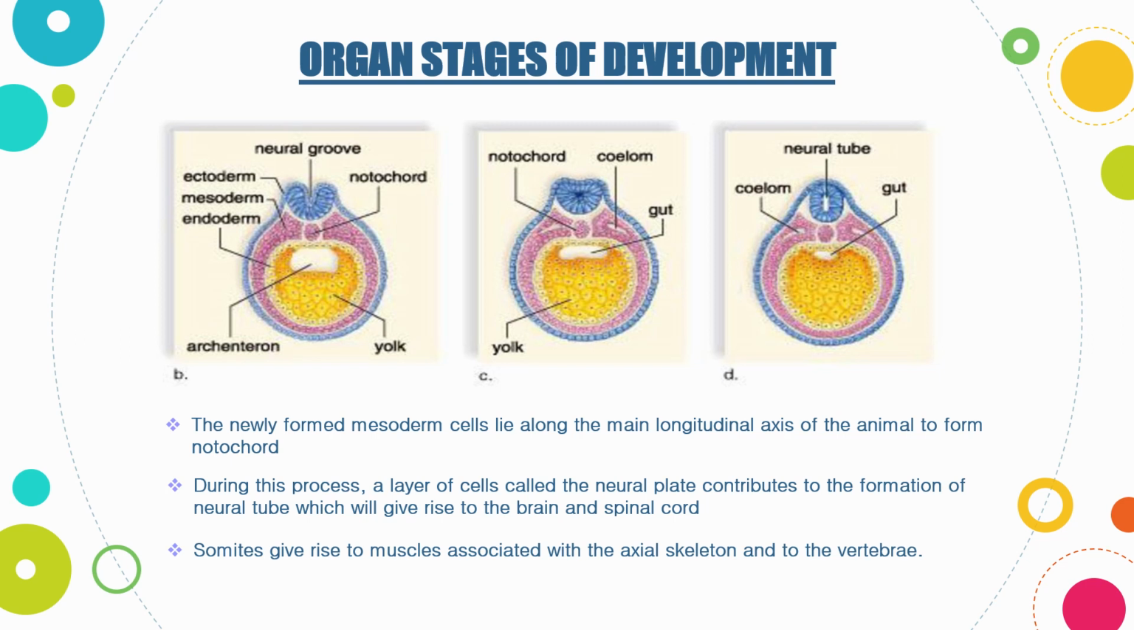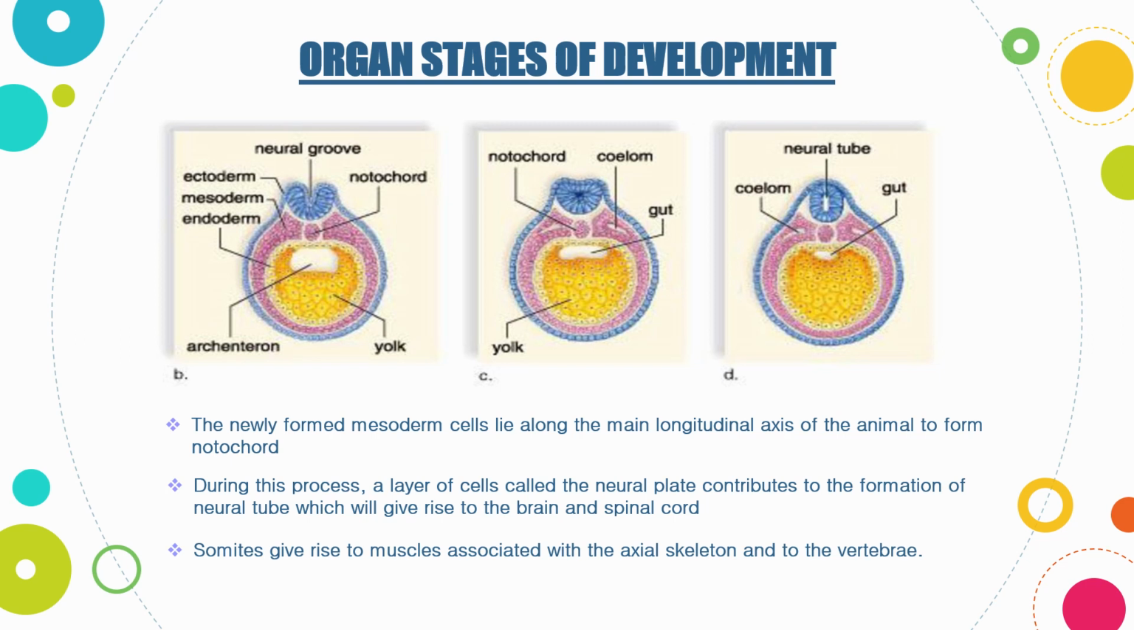I'm going to explain about the organ stages of development. So you can refer to the graph or image that I have attached on the slide. So we can see that the newly formed mesoderm cells that lie along the main longitudinal axis of the animal coalesce to form a dorsal supporting rod called the notochord.